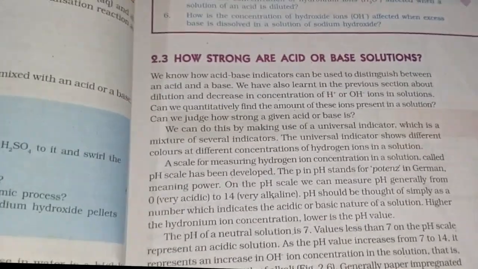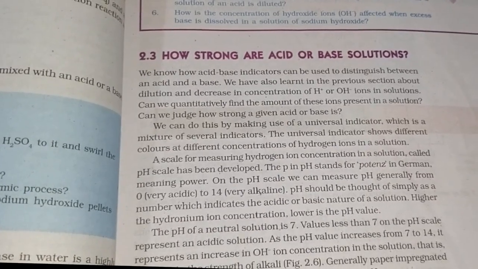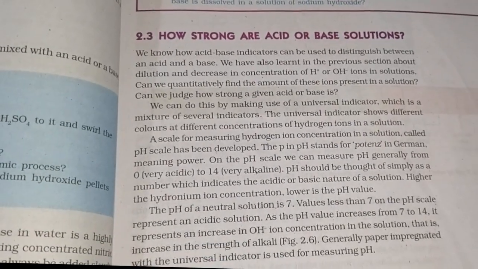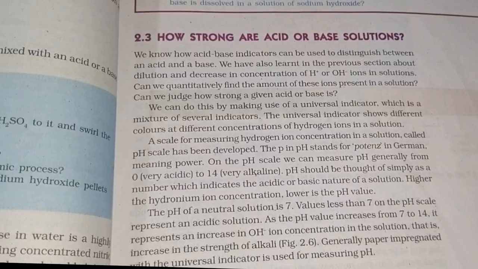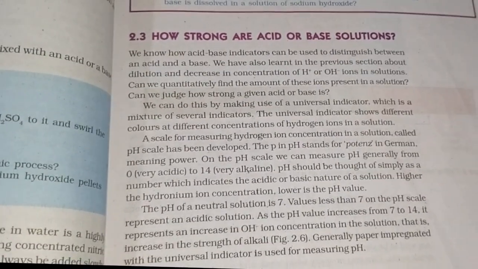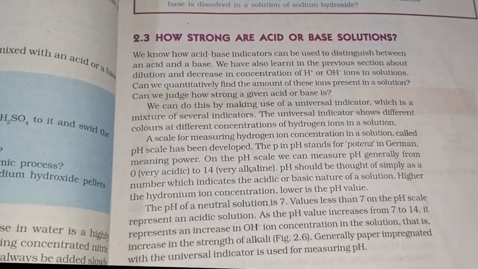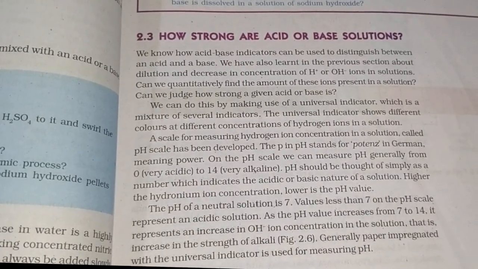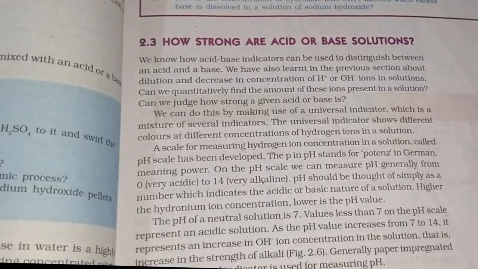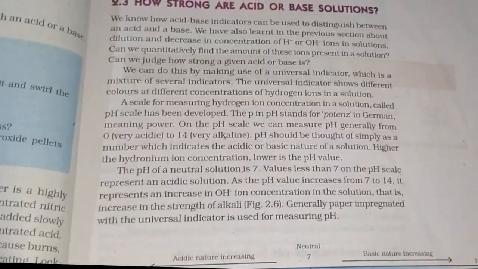We can do this by using a universal indicator, which is a mixture of several indicators. The universal indicator shows different colors at different concentrations of H plus ions. When H plus ions are more, it will have one color. When it is less, it will have another color. So that is the universal indicator. That is nothing but the pH scale.